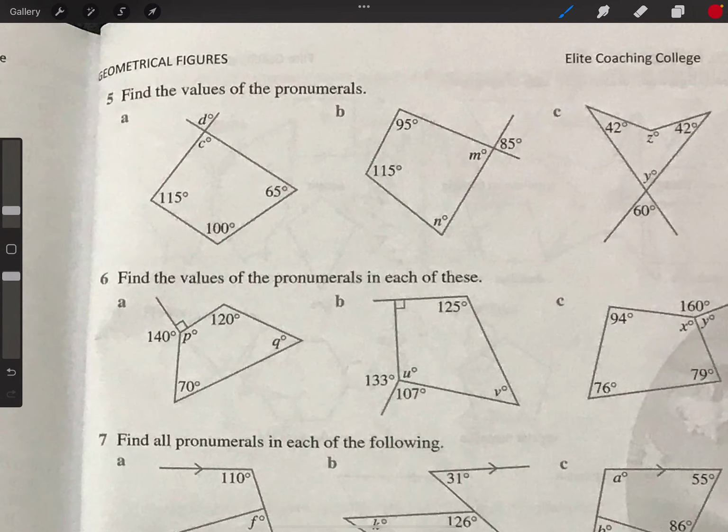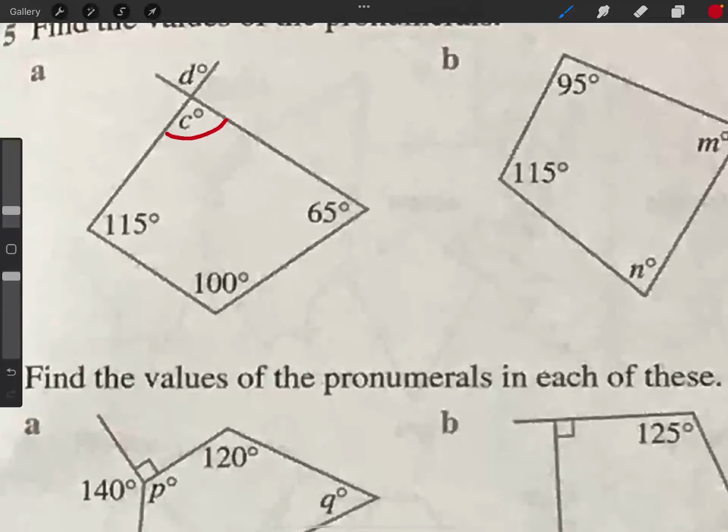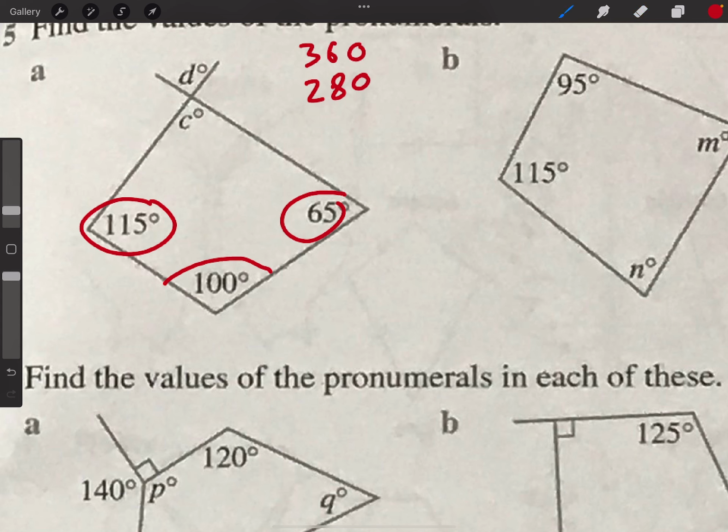Alright, next one. Find the value of the pronumerals. Okay, so now we can look at this question and we can work out angle C straight away. Well, not straight away, but relatively quick. So we add all these together. What's 65 plus 115? That will equal 180. 180 plus 100 is 280. So together, all of these three angles is 280. C must be 360 minus 280, which means C must be 80 degrees.